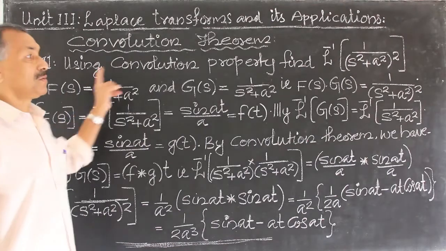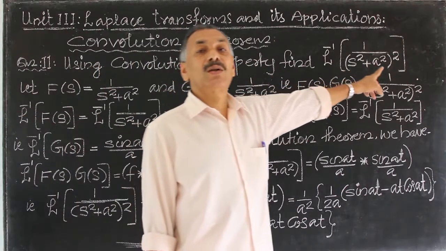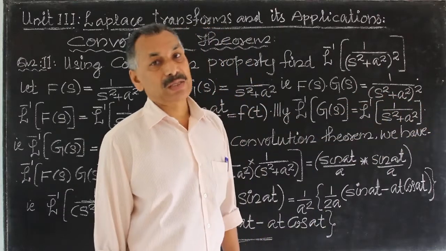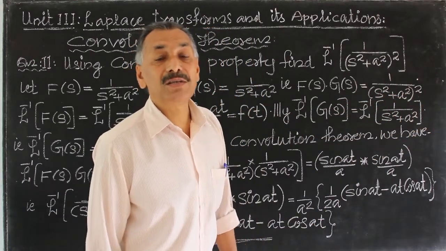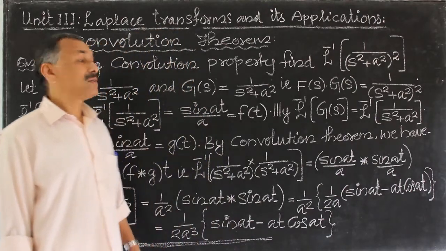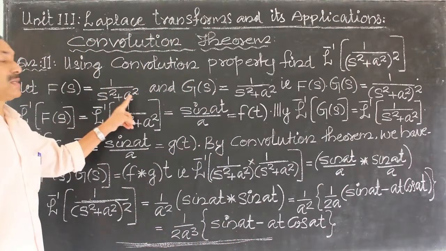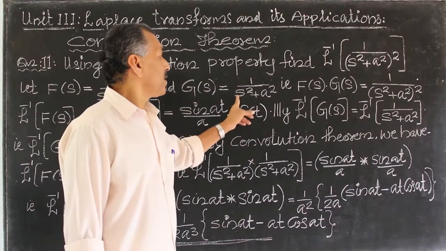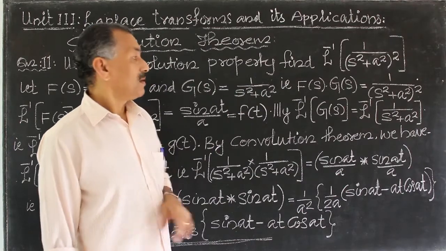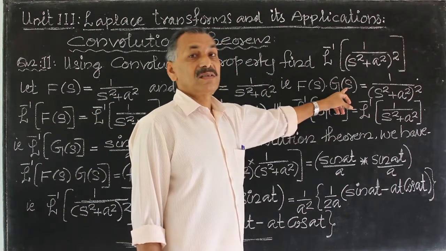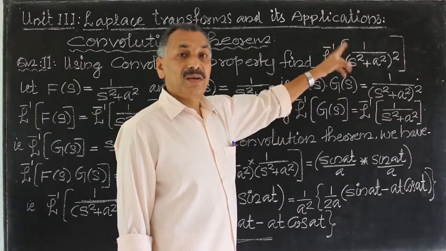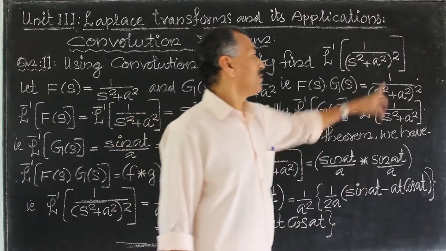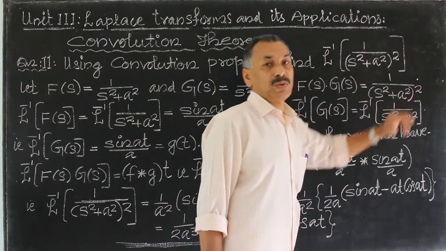Take F(s) equal to 1 divided by (s square plus a square) whole square, equal to 1 divided by s square plus a square into 1 divided by s square plus a square. That means take F(s) equal to 1 divided by s square plus a square, and G(s) is also equal to 1 divided by s square plus a square. Then what is F(s) into G(s)? F(s) into G(s) means 1 divided by s square plus a square into 1 divided by s square plus a square, that is 1 divided by (s square plus a square) whole square.